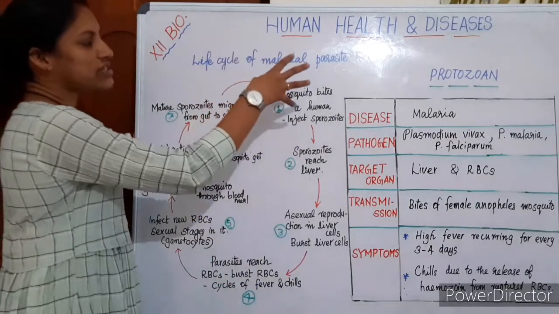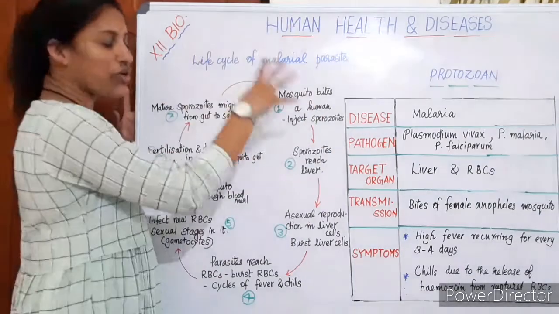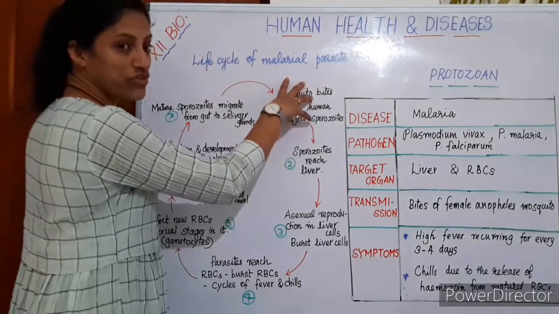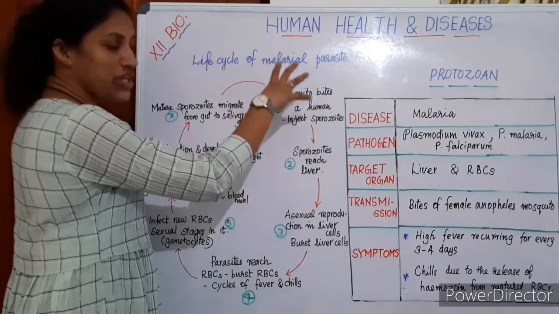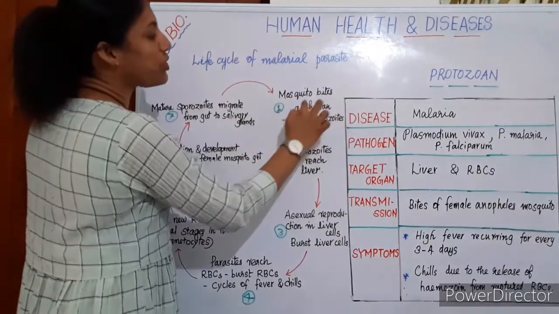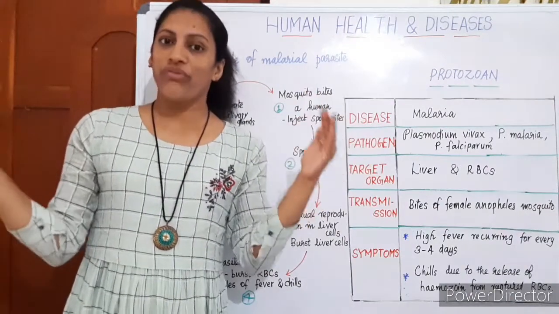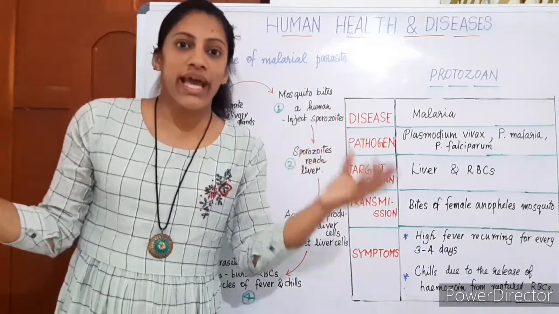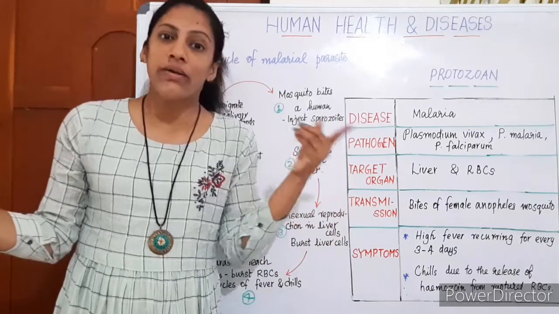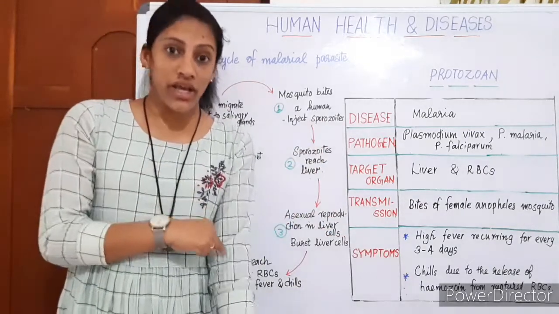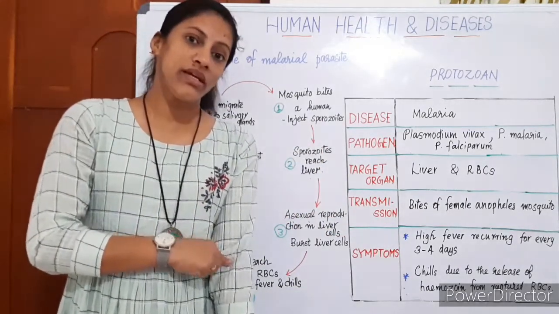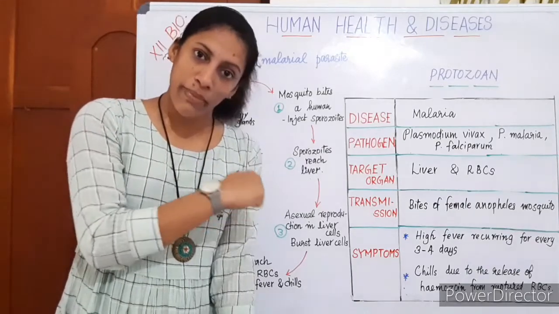Okay, so we can just start from here, it's a cyclic process. So we can just start from the first stage. Initially, at first, a mosquito bites a human. When a female Anopheles mosquito, which is a carrier which carries the parasite, bites a human, what happens? It loads what? The parasites.